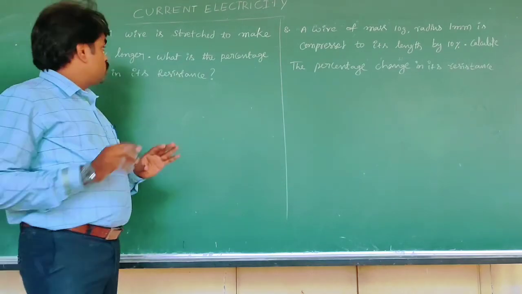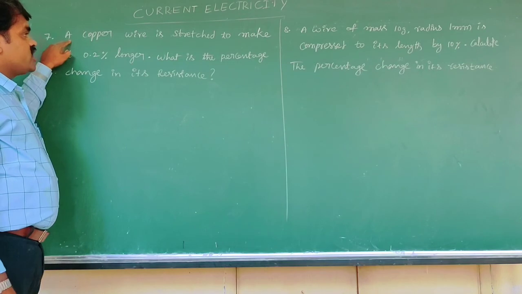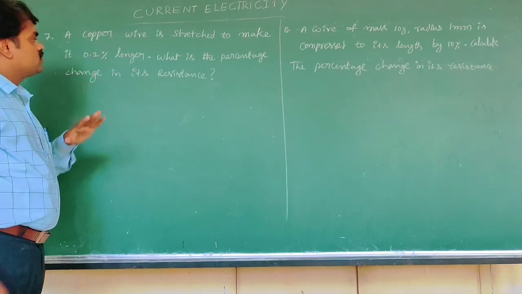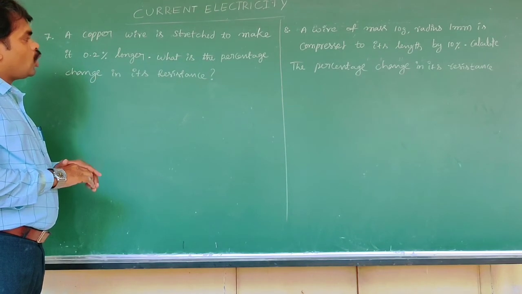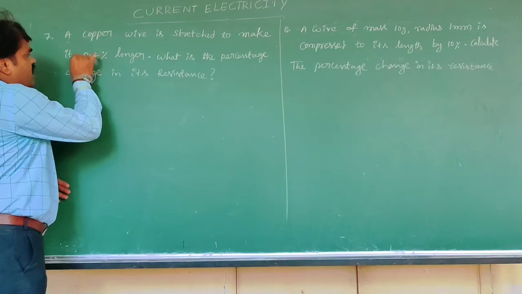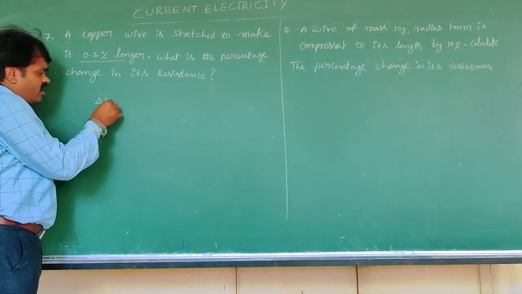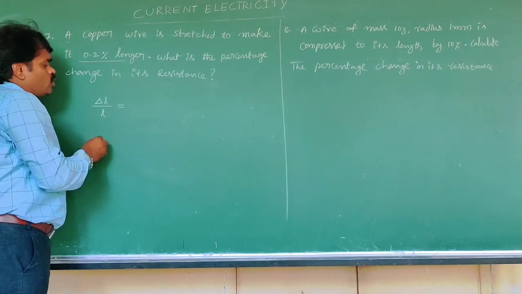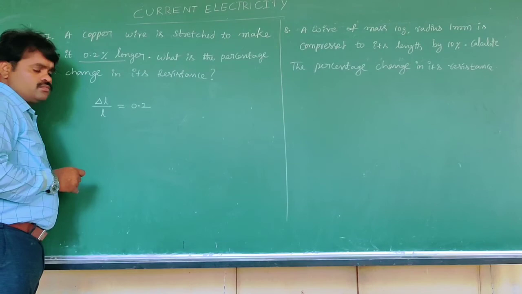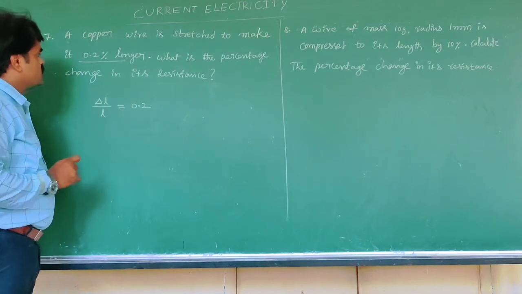Now going to the seventh problem. A copper wire is stretched to make it 0.2% longer. What is the percentage change in its resistance? Now the percentage of length is given. Percentage of length means delta L by L is equal to 0.2.